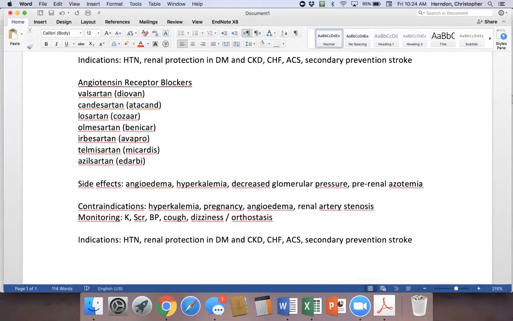Thiazides. Why don't we just call it diuretics? Is that fair? Okay. So what are our diuretic classes? You picked it, so you have to do diuretics. So you said thiazides.